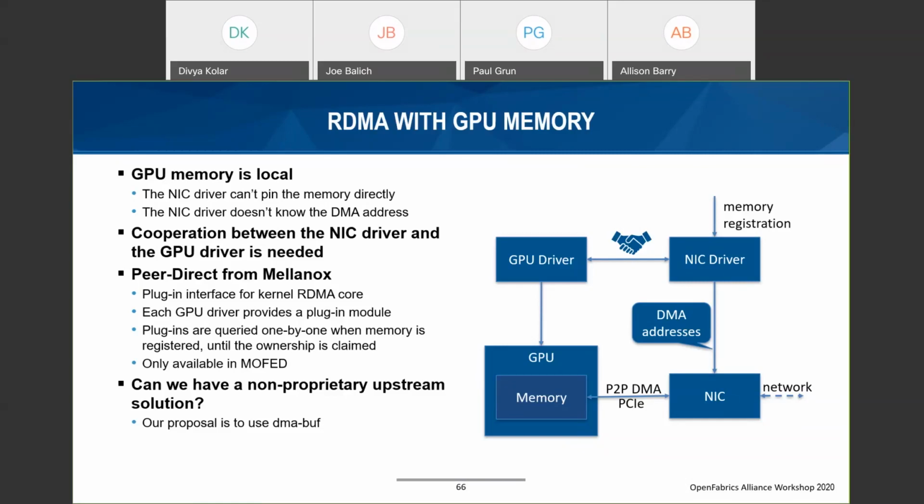This has worked fine for many years, but the only issue is that it is not upstream. It's only available in the Mellanox version of the OFED. So what we want to do is see if we can have an upstream solution to achieve a similar result. Our proposal is to use DMA-Buf as the mechanism to do the information exchange.